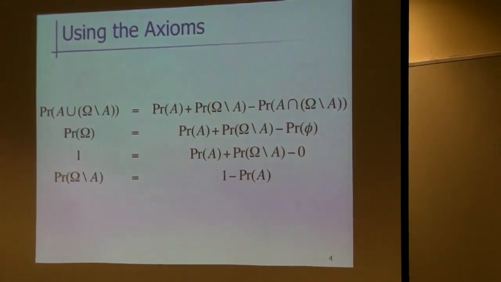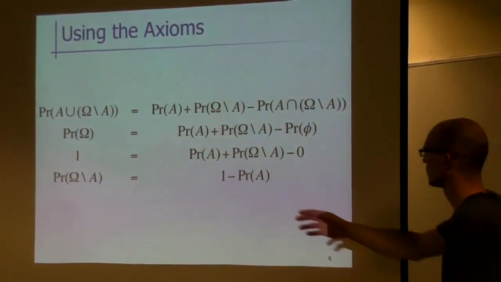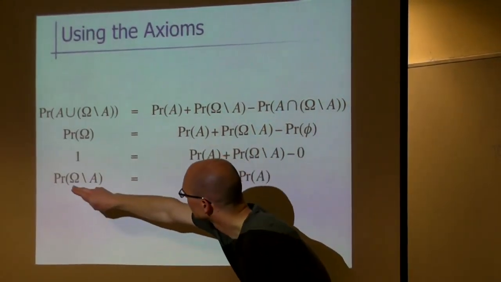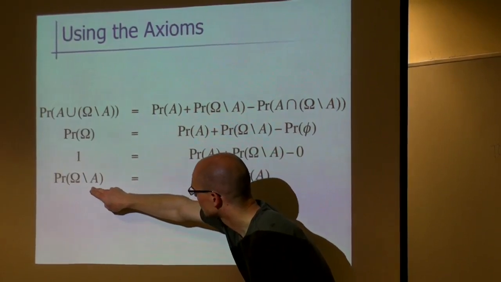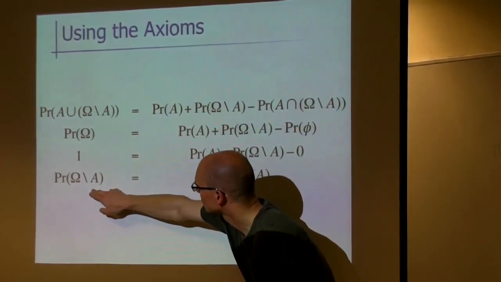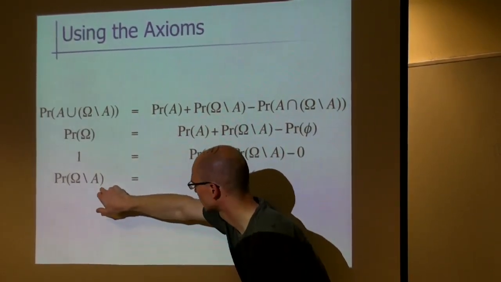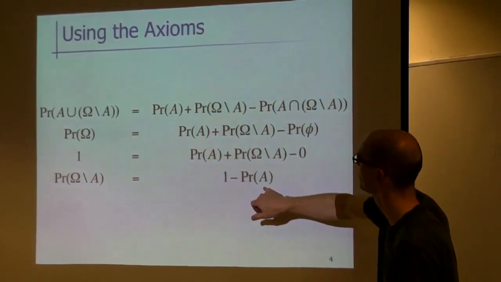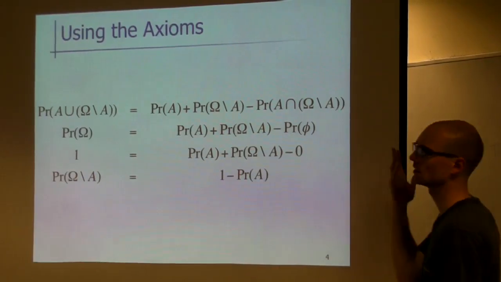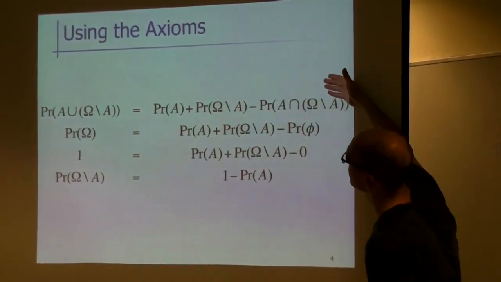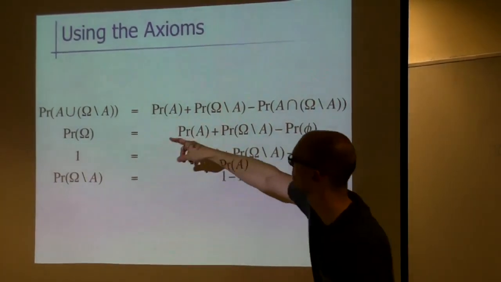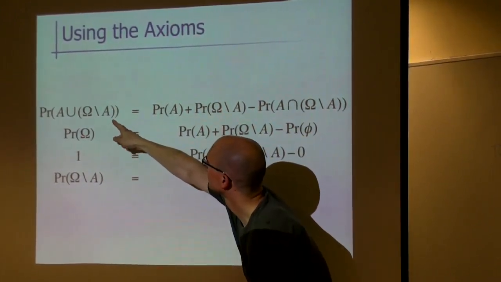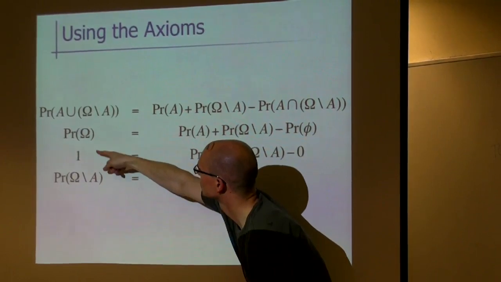If you play around with the axioms, you can prove simple things, also more complicated things. But there's a simple example. Let's say you want to prove that the probability that the outcome is not in A, so set omega minus A, that's everything in omega that's not in A, is 1 minus the probability of A, which logically makes a lot of sense, but which is not in the axioms. You can go back to the axioms and you can say, oh, well, the probability of A union everything but A is the probability of everything, which is 1.